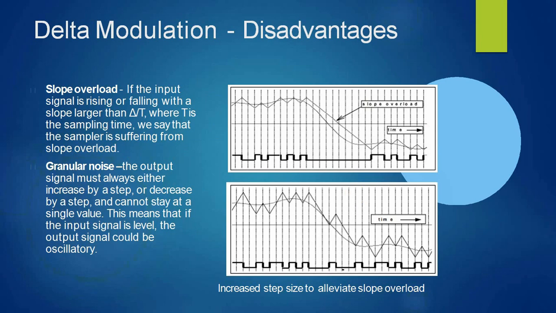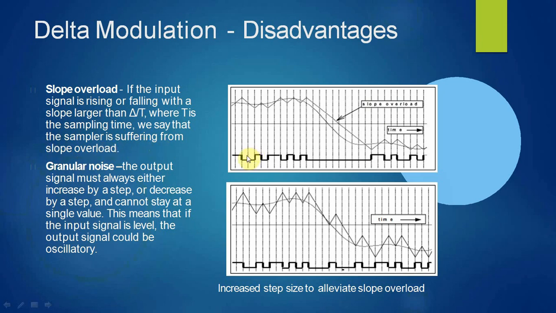Delta modulation disadvantages: there are two disadvantages in delta modulation. One is called slope overload and the other is called granular noise. If the input signal is rising or falling with a slope larger than delta upon T, where T is the sampling time, we say that the sampler is suffering from slope overload.